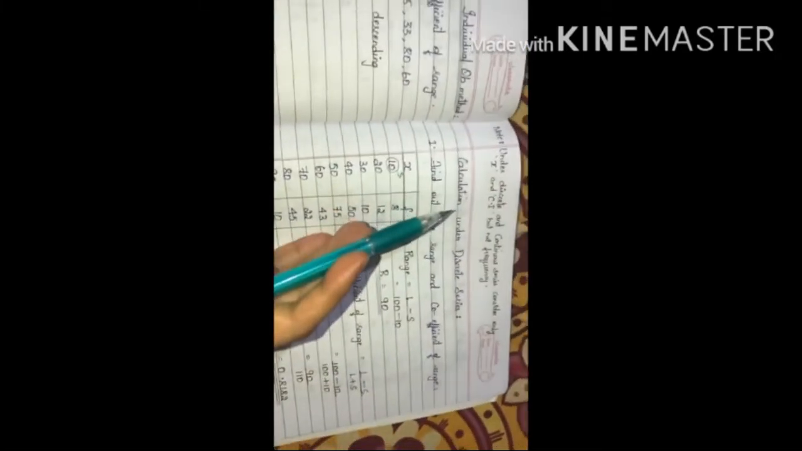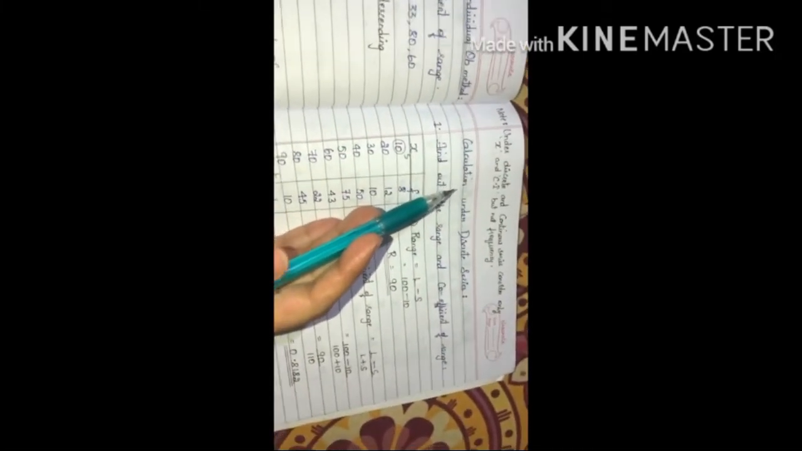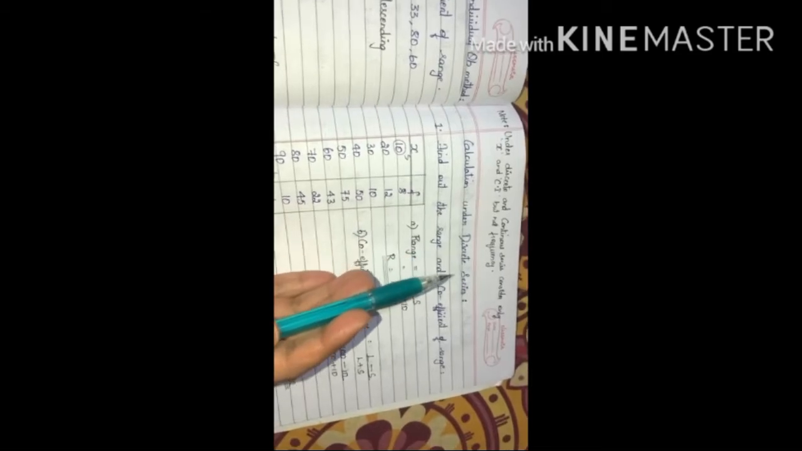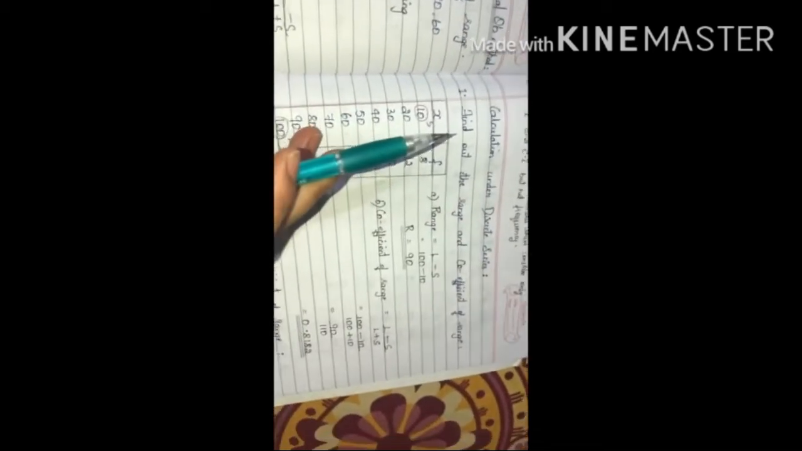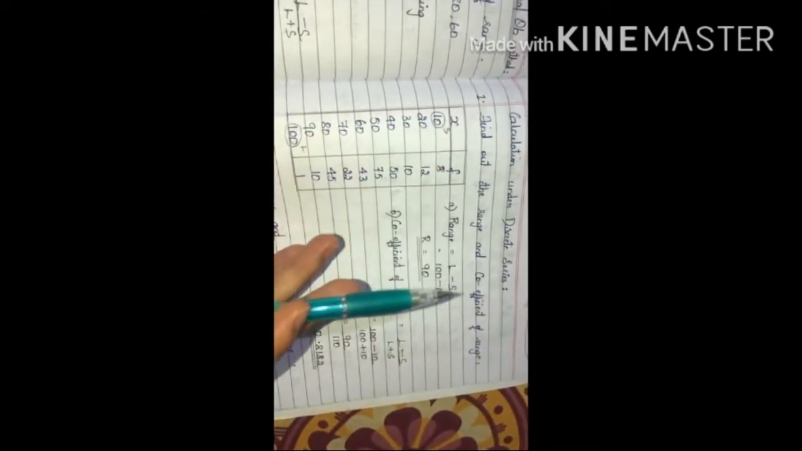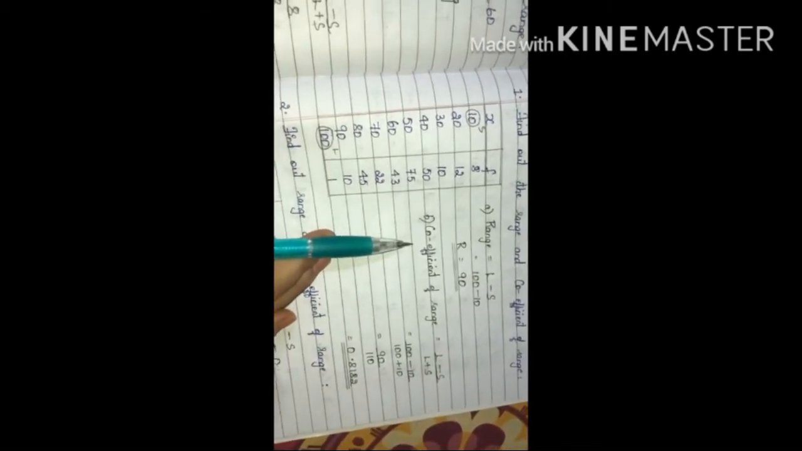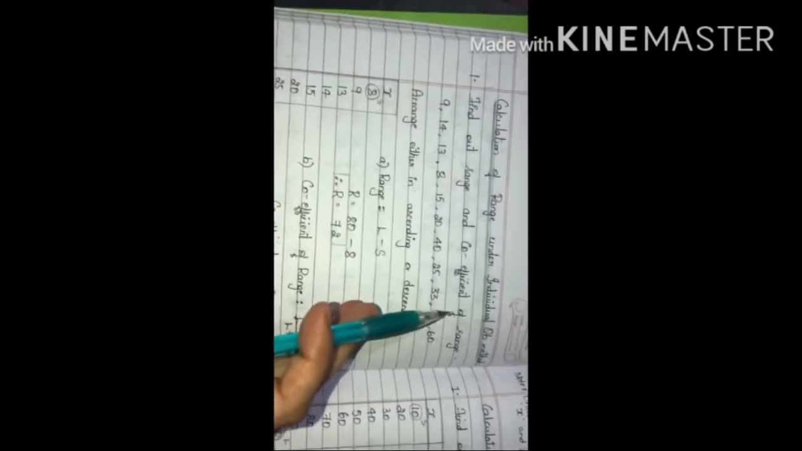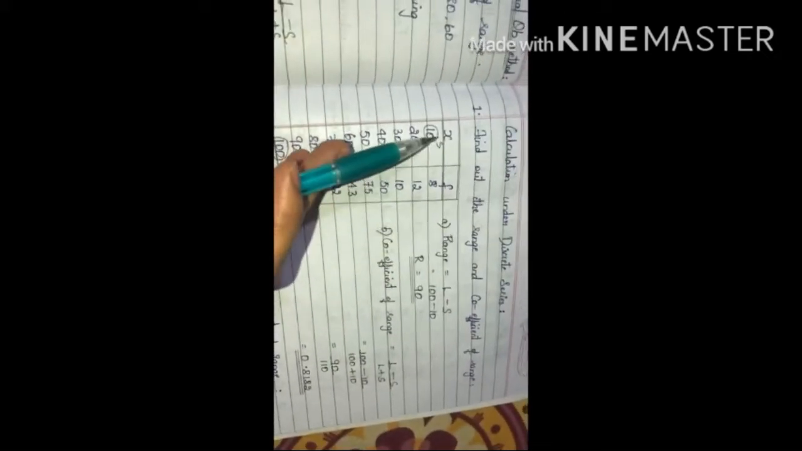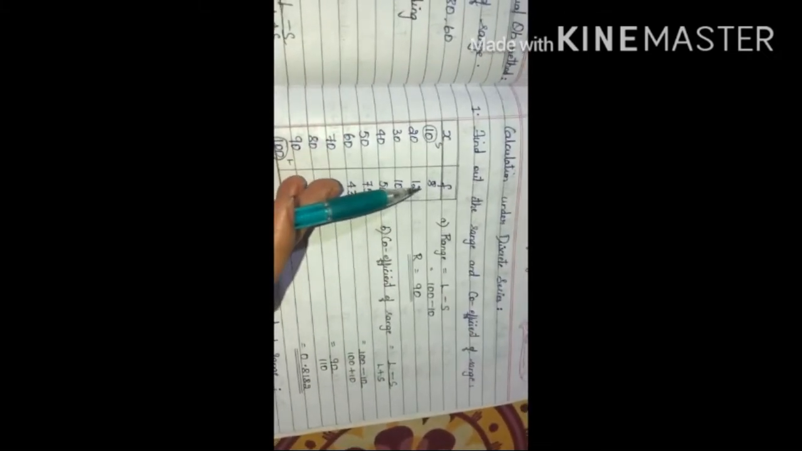Now, second method, calculation of range under discrete series. We are done with the individual observation, now it is discrete series. The question is, find out the range and coefficient of range. They've given you X column and F column. F is frequency, X is the variable. You already know when it is individual observation, they only give you the data. If it is a discrete series, X column and F column will be there.